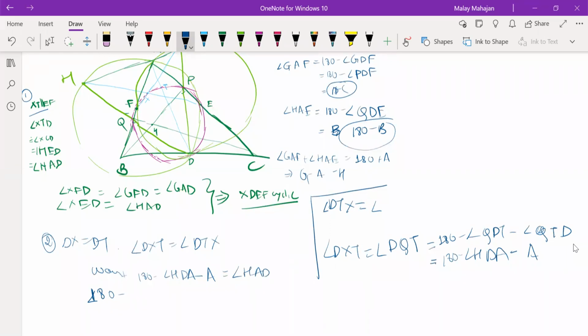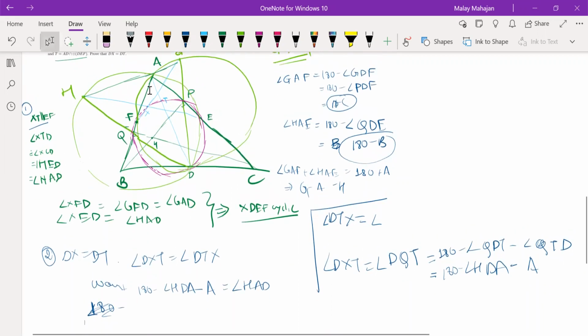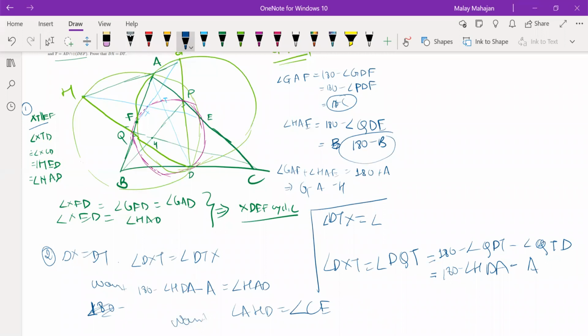And HAD plus HDA is 180 minus AHD. So you want AHD to be A? Yeah, exactly. That's just true, because angle AHD is angle CED, by cyclicity, and AED is CAB. So this is A.